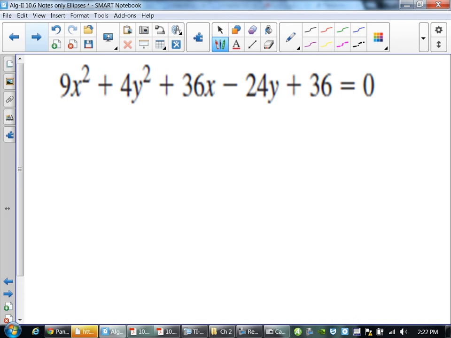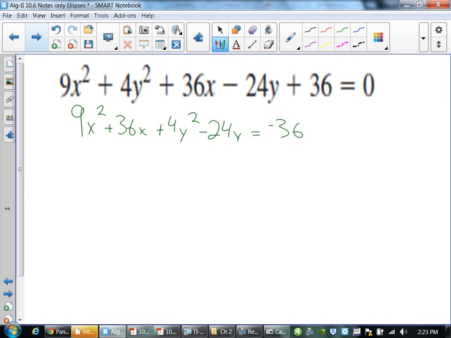Yeah, don't take stuff out yet. There's a nice little trick that I wanted to show you guys here. Before you do anything, move your constant and group together your x's and your y's. Take an extra step to do this. So we get 9x squared plus 36x plus 4y squared minus 24y equals negative 36.